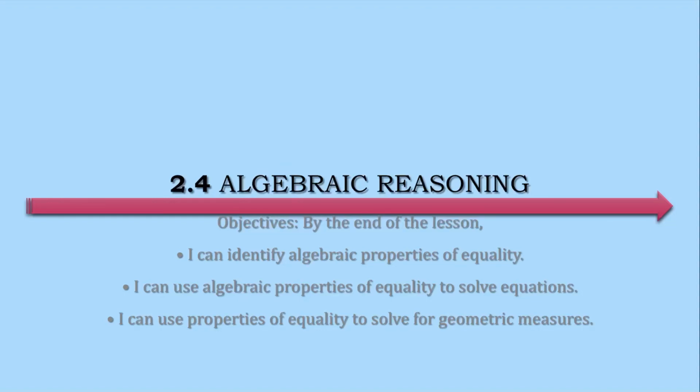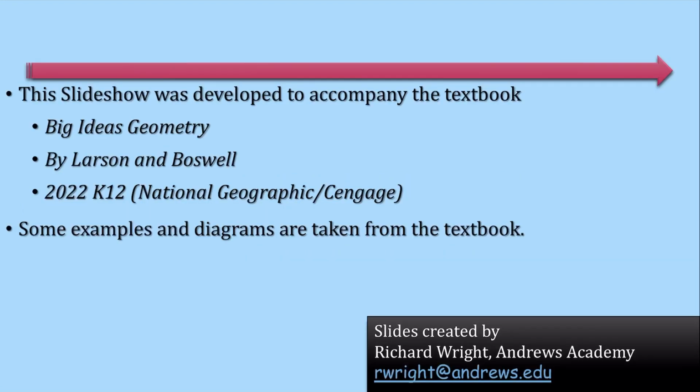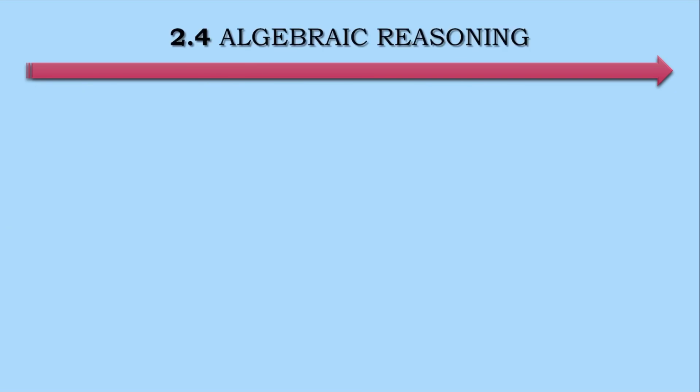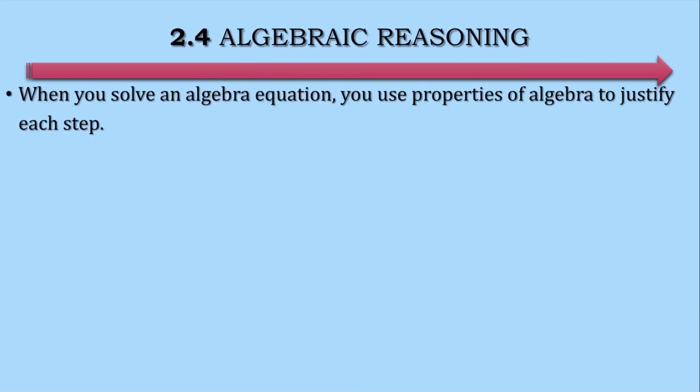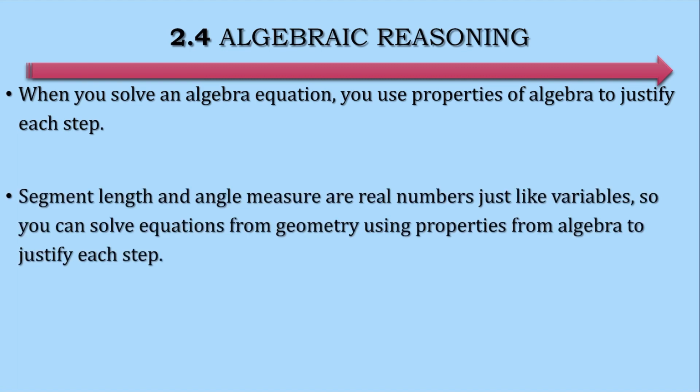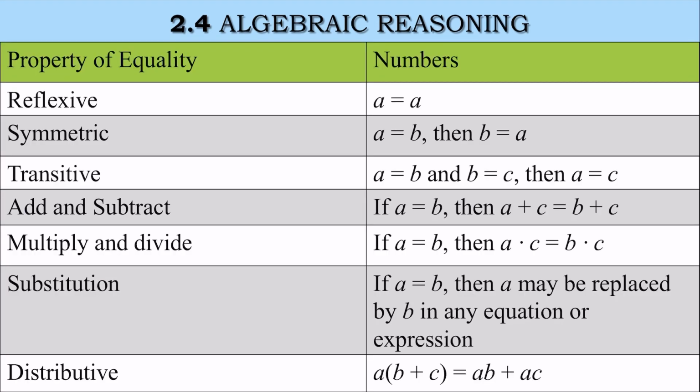Lesson 2.4 Algebraic Reasoning. When you solve an algebraic equation, use properties of algebra to justify each step. Segment length and angle measure are real numbers, just like variables. So you can solve equations from geometry using properties from algebra to justify each step.